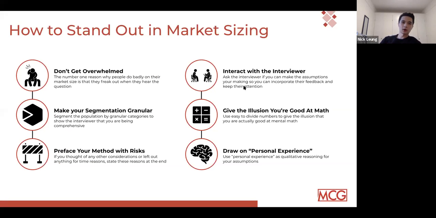So now that we've talked about how to stand out in casing, let's move to the market sizing portion and how we can stand out in this specific technical question.